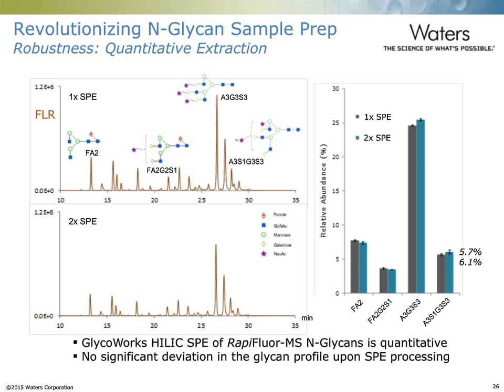With these results, then, it is demonstrated that this SPE technique provides a robust mechanism to immediately analyze a sample of extracted RapiFluor-MS-labeled glycans, and that it does so without compromising the accuracy of relative abundances for a wide range of N-glycan structures. Equally robust is RapiFluor-MS labeling itself.